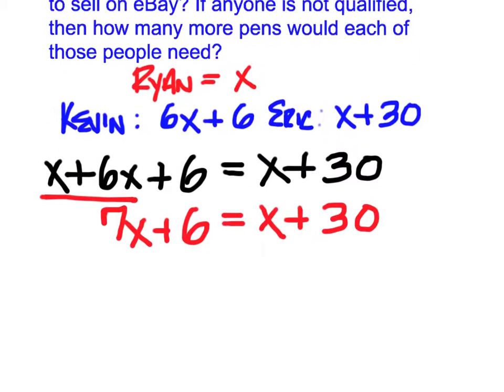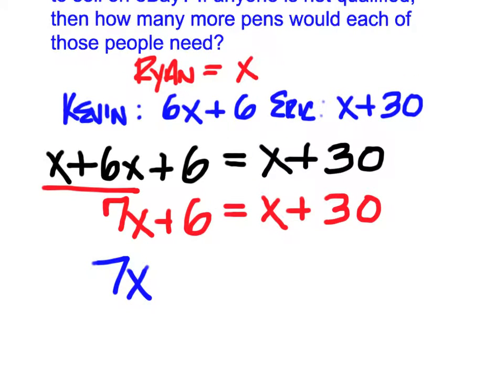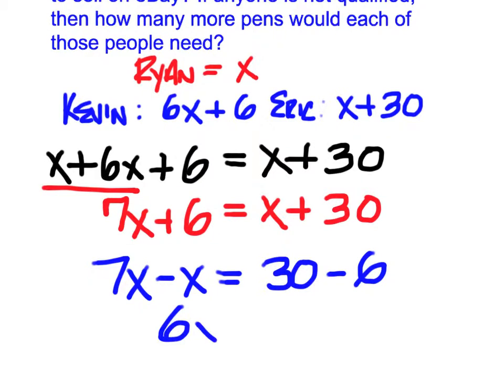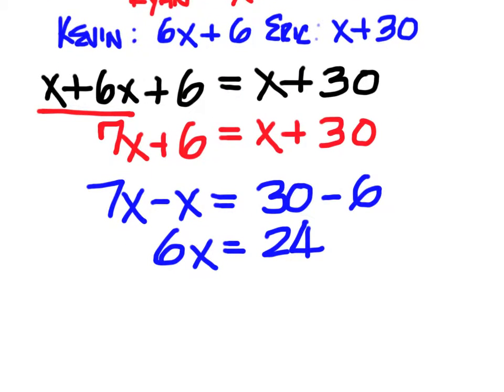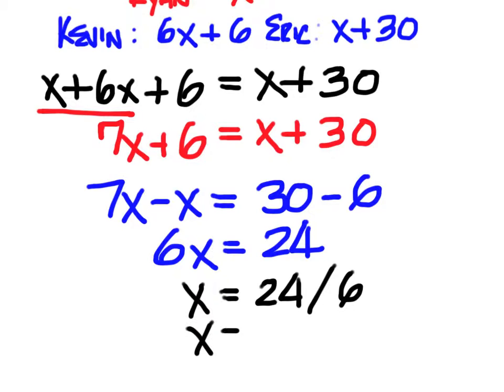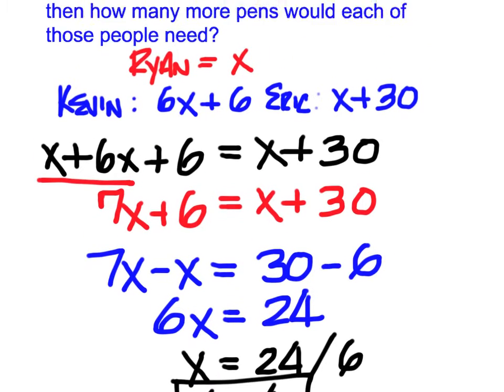Let's solve this equation, keeping the 7x, moving the x over, changing the sign, and move the 6 over, change the sign. 6x equals 24. So x equals 24 divided by 6, that's going to be 4. Now 4 represents Ryan.